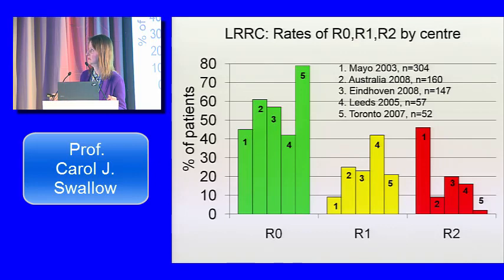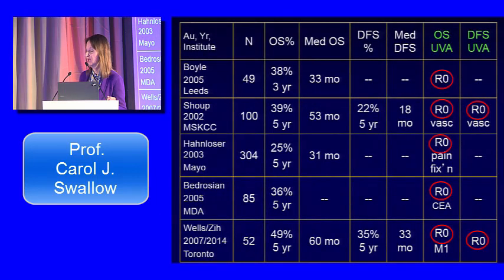As you can see here, our R0 resection rate is very good, and our R1 resection rate is also on par with other series. R2 is very low. And this is important because in many series, the R0 resection is the most important prognostic variable for overall recurrence and disease-free recurrence.